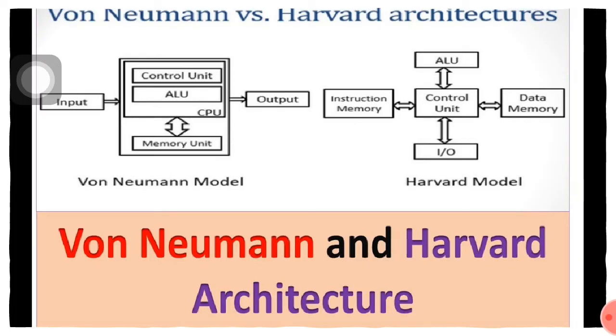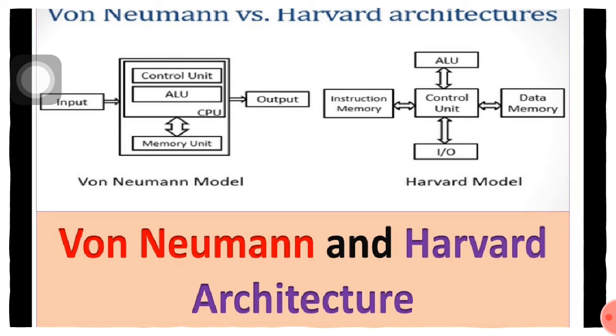This is an example graphic of von Neumann architecture and Harvard architecture. In the von Neumann architecture model, we have input on the left side, and in the middle are the control unit, ALU, CPU, and memory units. And on the right side we have output. This is an example of the von Neumann model.